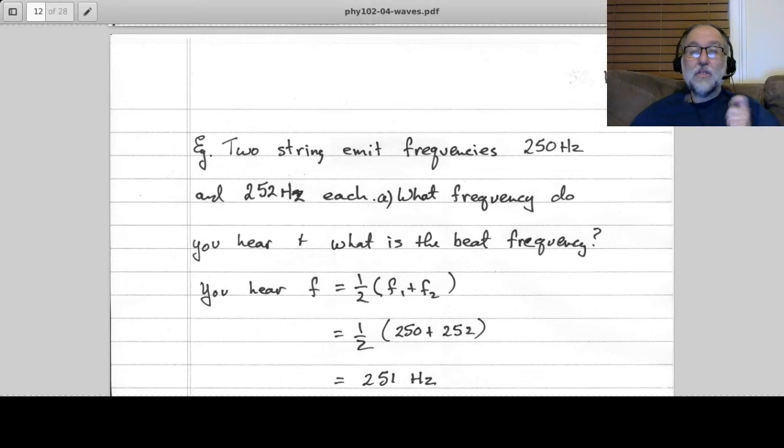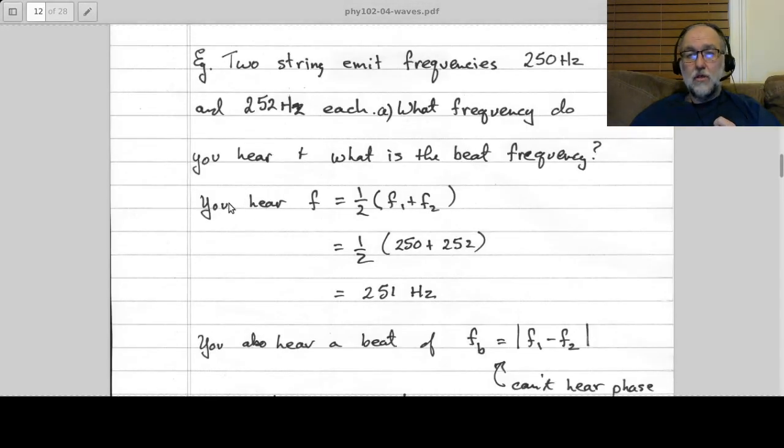Okay, so the frequency that you would hear, there'd be a resultant note. It's not like you would hear this note independently of that note. The two notes in your ear, they mix together, and so you can't hear the two distinct from one another, and the frequency you would hear would be simply the average of the two. So it would be 250 plus 252 divided by 2, and so you would hear from these two notes one note with frequency 251 hertz.